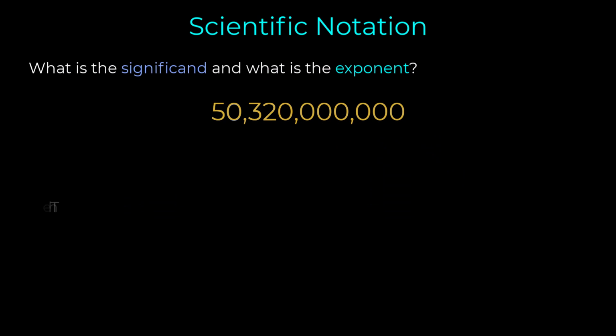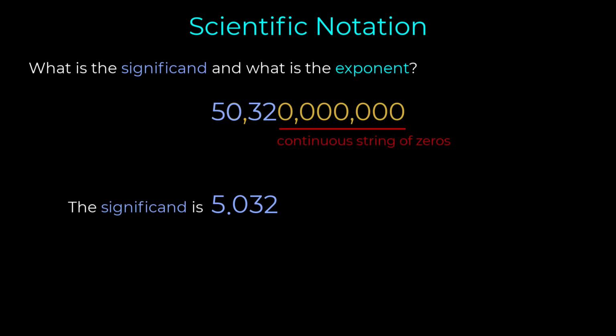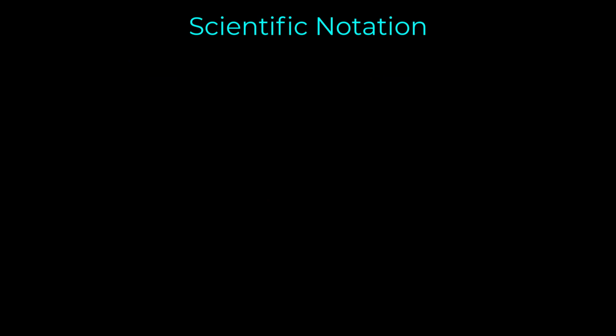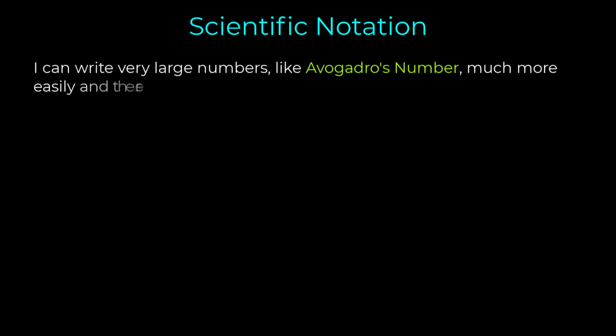In this problem, the significand is 5.032. Those are the digits in front of the continuous string of zeros, and 5.032 is between 1 and 10. I had to move the decimal 10 places over to get 5.032. So the number 50,320,000,000 can be written as follows. How did you do? Nailed it! Great. The importance is that I can write very large numbers like Avogadro's number much more easily, and the result is much more understandable to you.